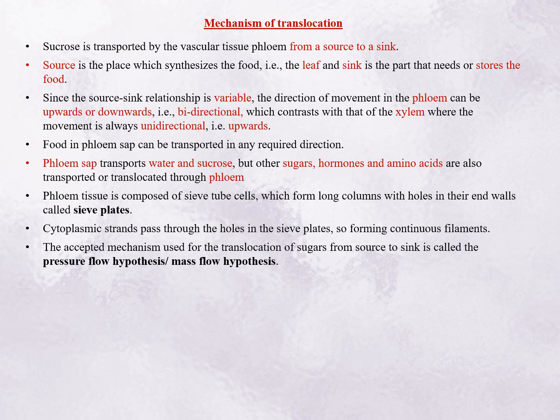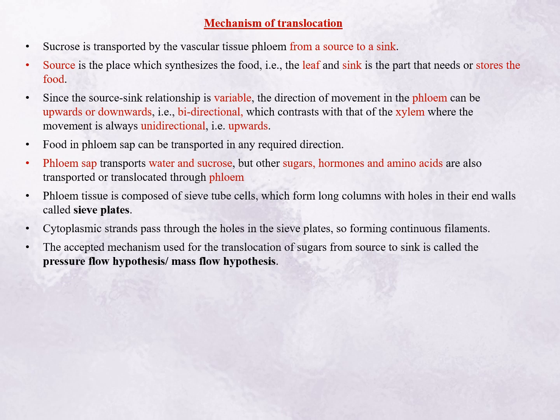So in these translocations, we consider two regions: the region where the plant produces or stores the food material, from which the plant supplies the food material, is considered as the source, and the region which requires the food materials is considered as the sink. For example, if we consider leaf as a source, since the leaf produces sucrose or food materials through photosynthesis, the produced sucrose has to be transported to all other parts, for example, to the root, where it can be stored in the form of tuber like carrot or potato.